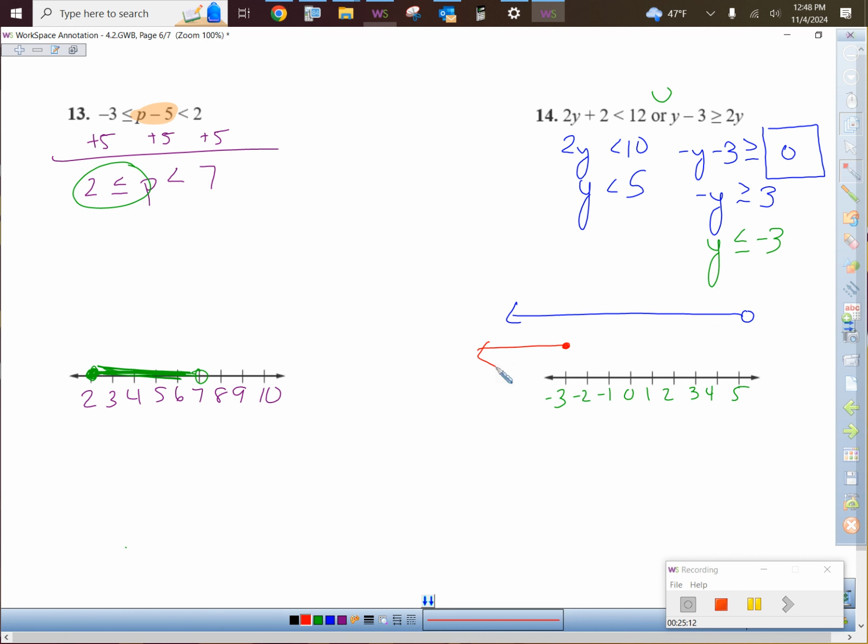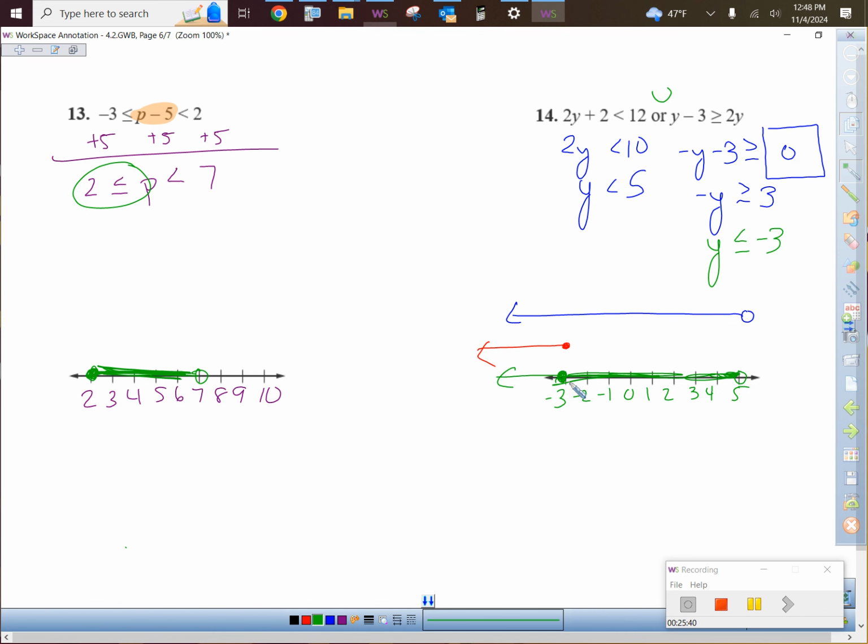Ew. They both went the same way. What's the word? And or. Which means union. Bring it all down. The entire red thing, the entire blue thing. So all of it. And you don't need like a dot there. You know, I know there's a closed dot there, but it's just understood that when you draw the thing fat, it's still there.